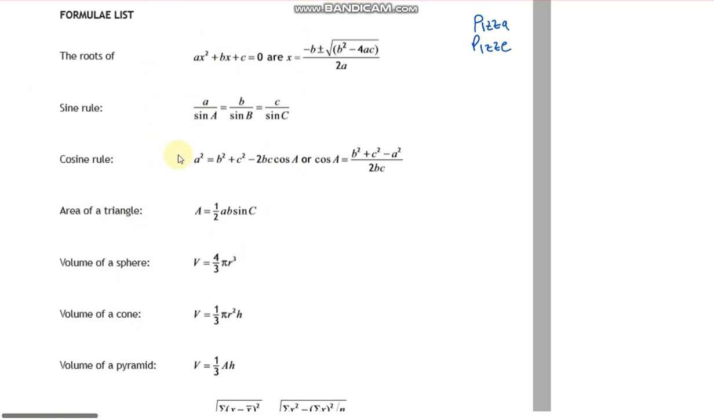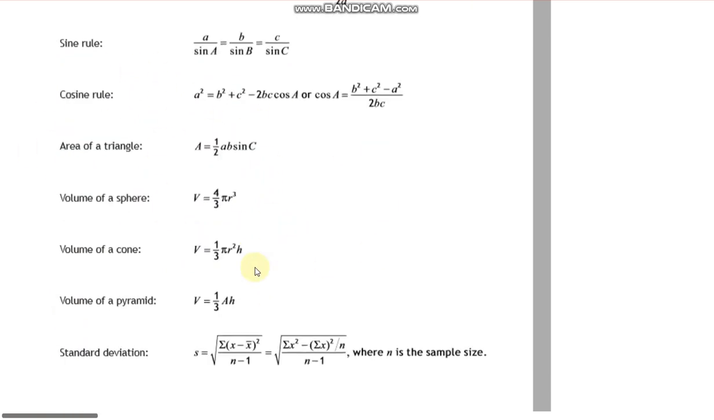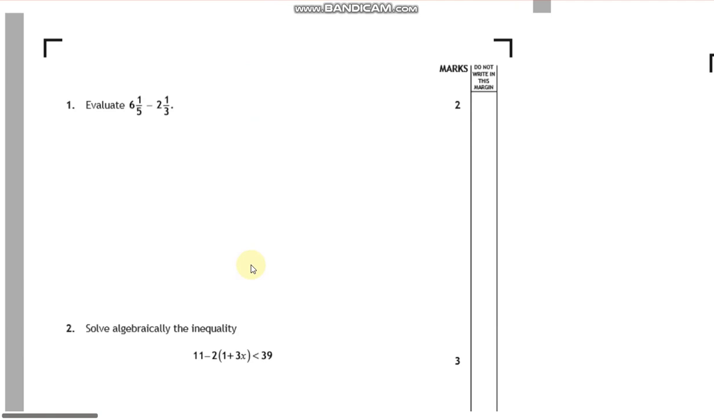More important for the calculator paper, I think they come up more often. But when you start seeing volume, or you start looking at non-right angled triangles, you should be thinking, oh, get to my formula sheet, okay? So remember that.